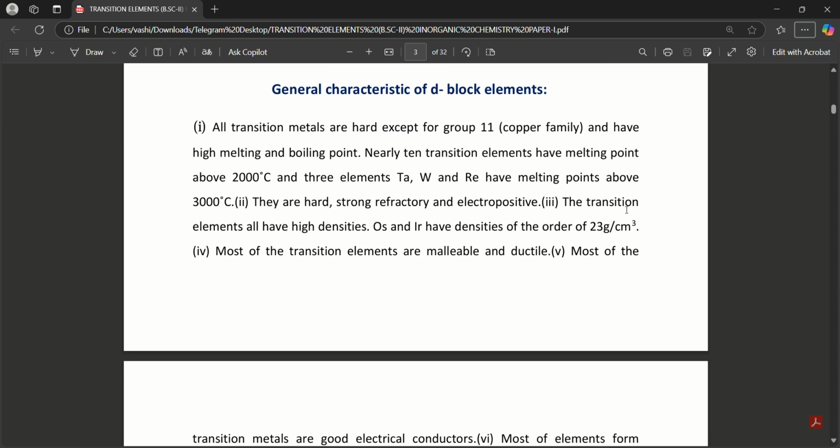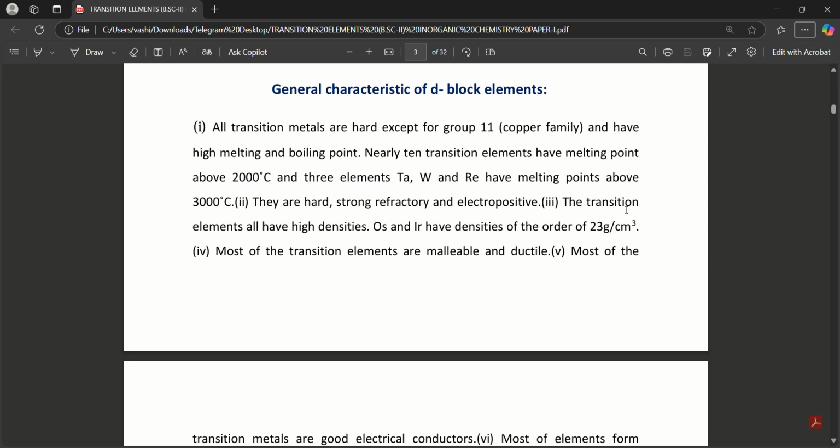All transition metals are hard except group 11, the copper family, and have high melting and boiling points. Nearly 10 transition elements have melting points above 2000 degrees Celsius, and 3 elements, Ta, W and Re, have melting points above 3000 degrees Celsius. They are hard, strong, refractory and electropositive. The transition elements all have high densities. Os and Ir have densities of the order of 23 gram per centimeter cube.